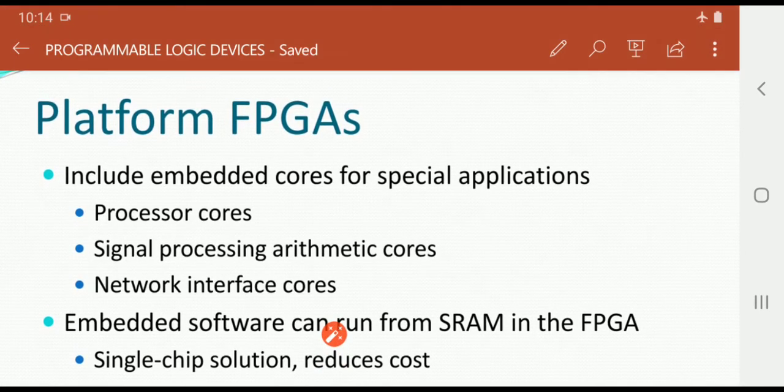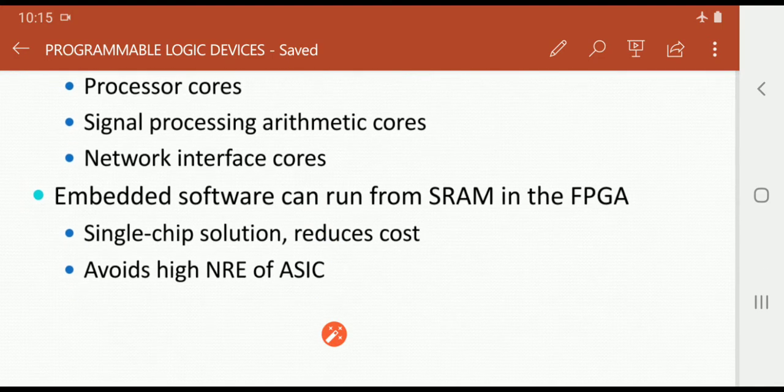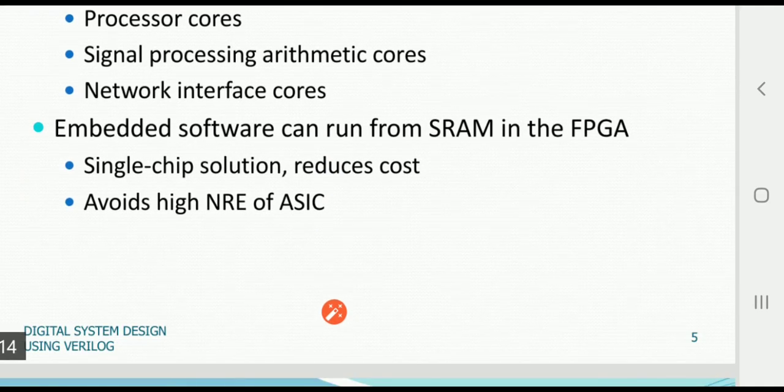A specific application means a specific requirement is used, and this platform FPGA is different from a normal FPGA in order to reduce the cost and NRE. NRE is non-recurring engineering cost, which depends on marketing, product and research.